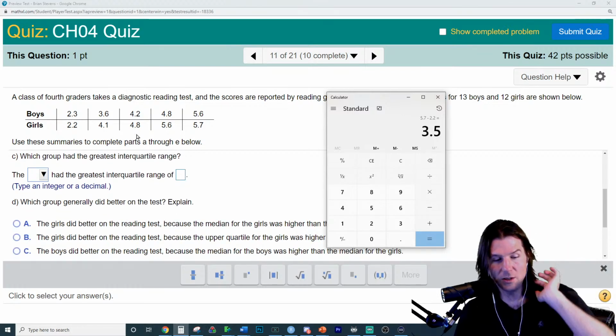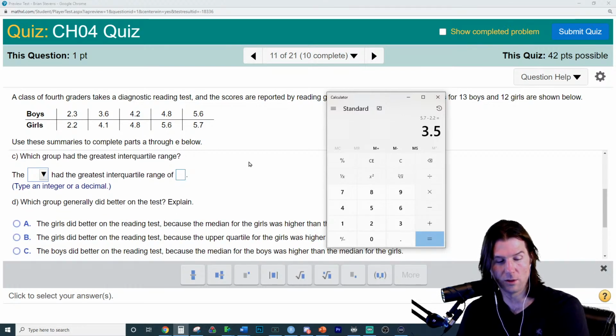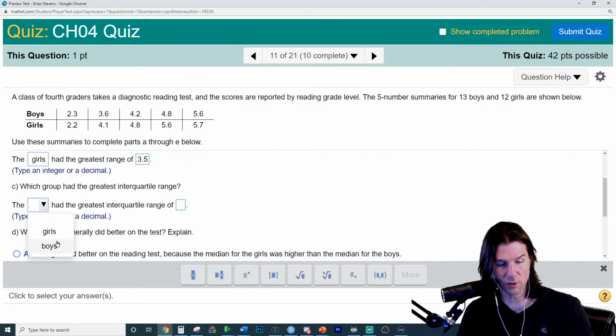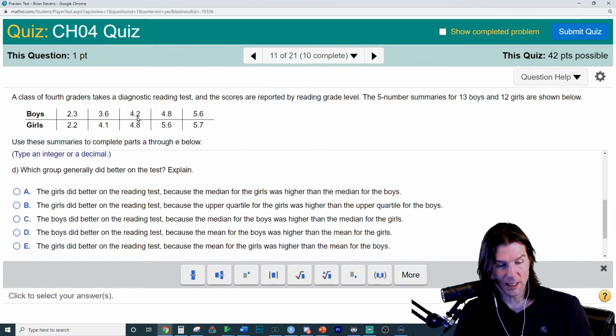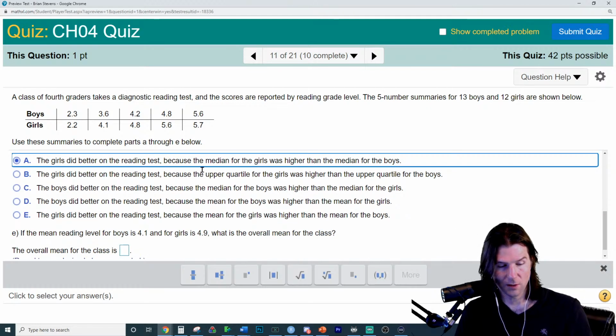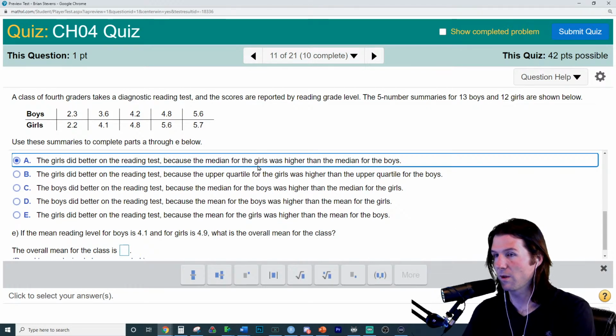Which group has the greatest interquartile range? The girls' interquartile range is 4.1 to 5.6, and then the boys' is 3.6 to 4.8. The girls have a bigger interquartile range of 1.5. Please tell me if I calculate something wrong. Which group generally did better on the test? The girls generally did better. They have a higher median, so it's going to be A, B, or E. Girls did better because of the median. We want to compare medians if we're going to compare the average person.